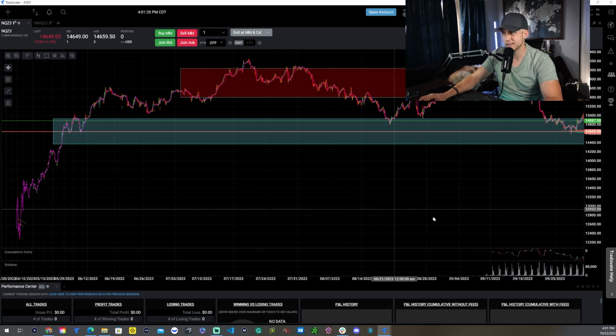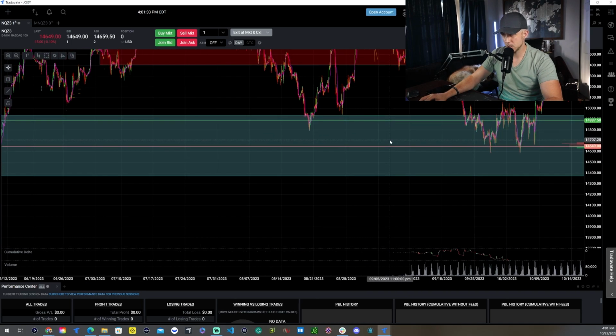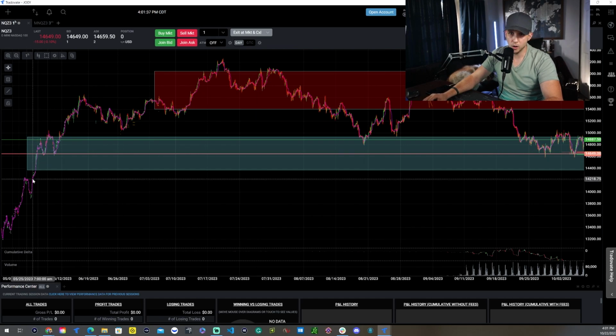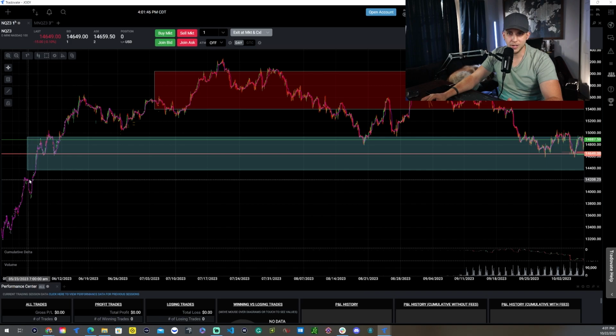Well, we're sitting at 14,649. So again, this won't happen in one day, but looking at levels, we know this is the next level, which was past resistance, which then turns into support. Once we get above resistance, it usually turns into support. We know this is the next level.